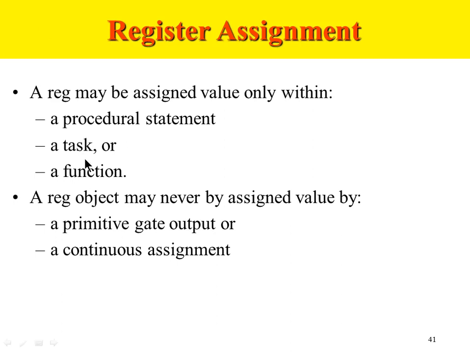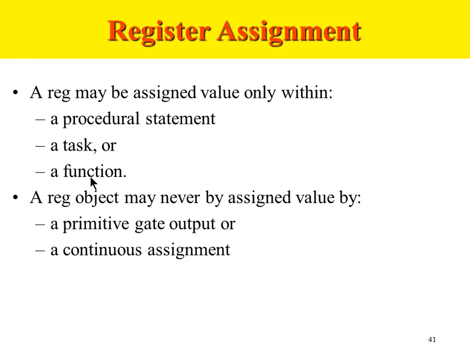Or it can be assigned within a task or a function. Tasks and functions are called subroutines in Verilog that we'll see later on. It's like a subroutine in any language that you might use. A function is just like a regular C language function. You can declare it once and call it multiple times. The same goes with a task. A task can be declared once and called for execution multiple times. We will see the differences and the details later on. But the register can be assigned only within these blocks.